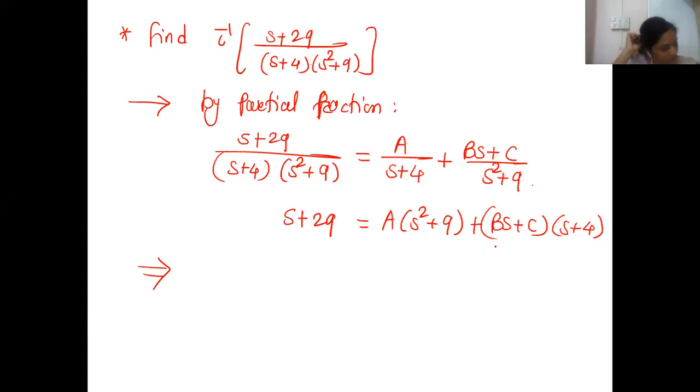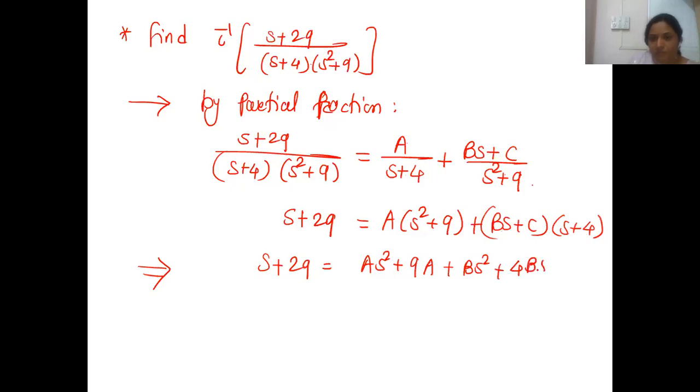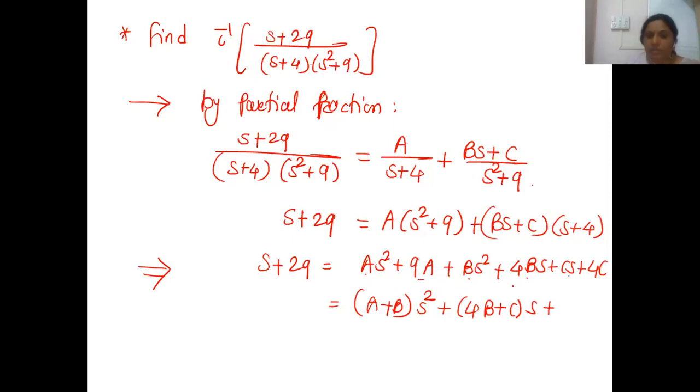So what do we need? Compare. Okay, let's go. s plus 29 is, now open this, as square plus 9a, then bs into s plus bs square plus 4bs plus cs plus 4c. Have I written it correctly? Just check. Yes. Right. So we collect the equal coefficients of A, B. A plus B, s square. Then collect s: 4bs plus cs, that is, 4b plus c into s. Right. Plus constants that are without s, 9a plus 4c. 9a plus 4c is equal to s plus 29.